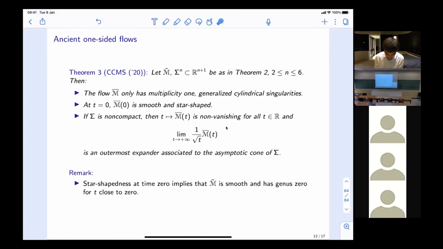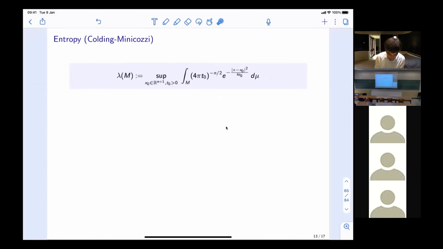Okay, so that's what I just said already. Okay, here's a little bit about entropy. This is the quantity entropy that Colding-Minicozzi introduced. It's more or less the quantity from the monotonicity formula, where you're now allowed to take any possible future base point. You can think of this as the same thing as modding out the monotonicity formula by translations and scalings. Shifting time is the scaling change, and shifting the base point is a translation.